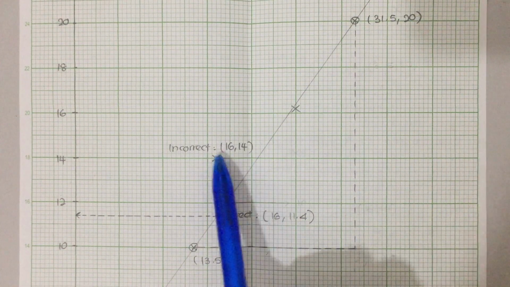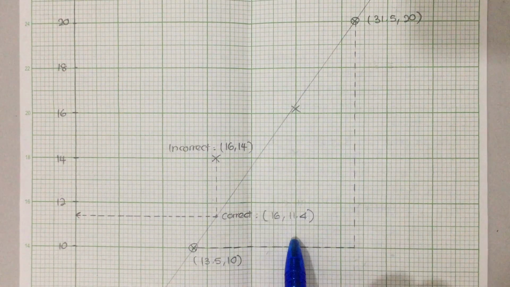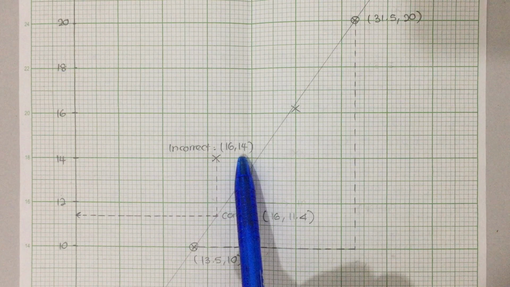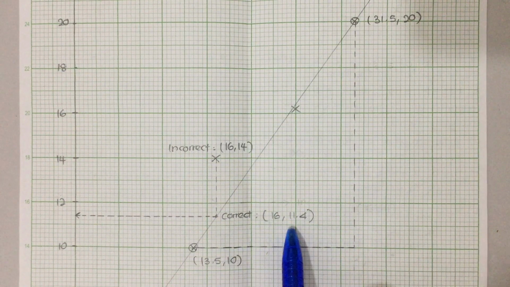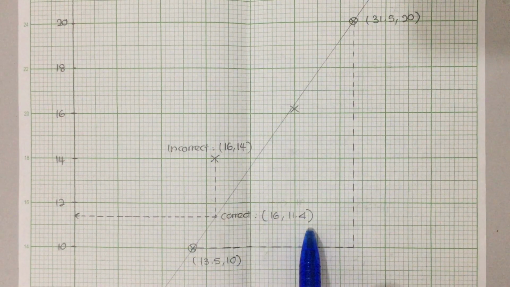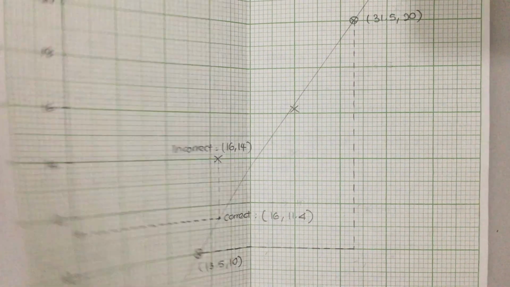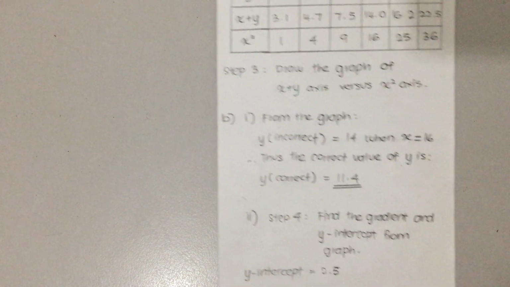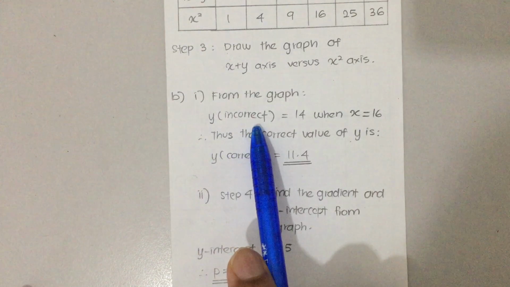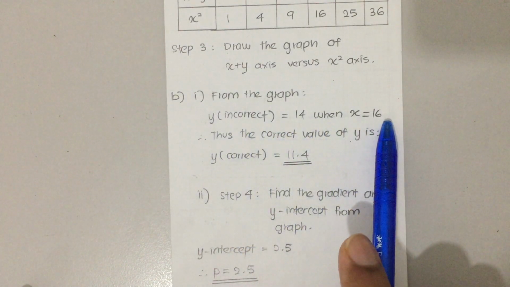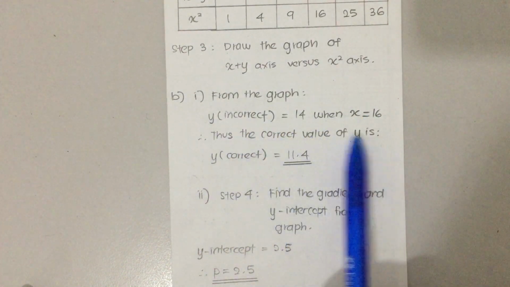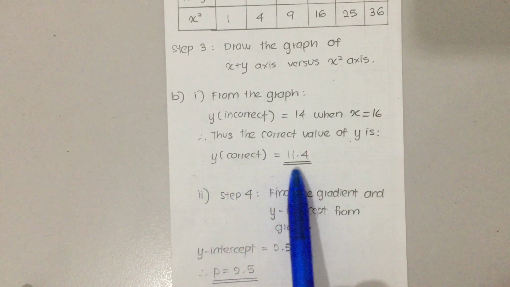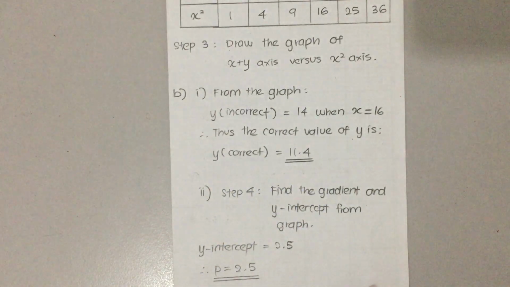Your x-axis doesn't change, but your y-axis does change. So from the incorrect value 14, you get the correct value, which is 11.4. So we already get the correct coordinate, guys. So back to the question. From the graph, y incorrect is equal to 14 when x equals 16. Thus the correct value of y, y correct, is equal to 11.4.